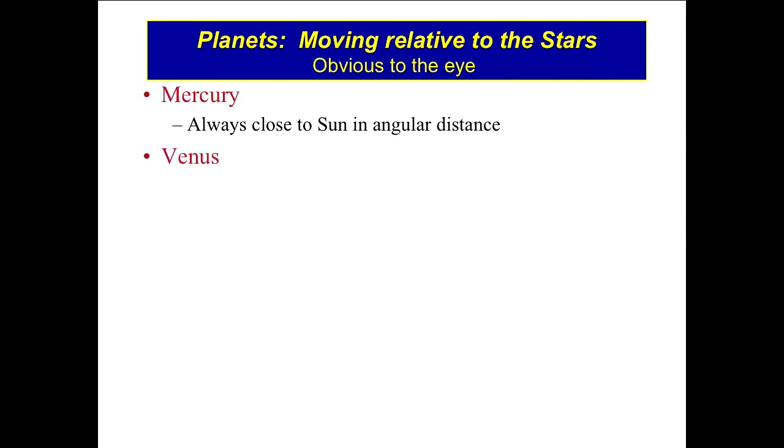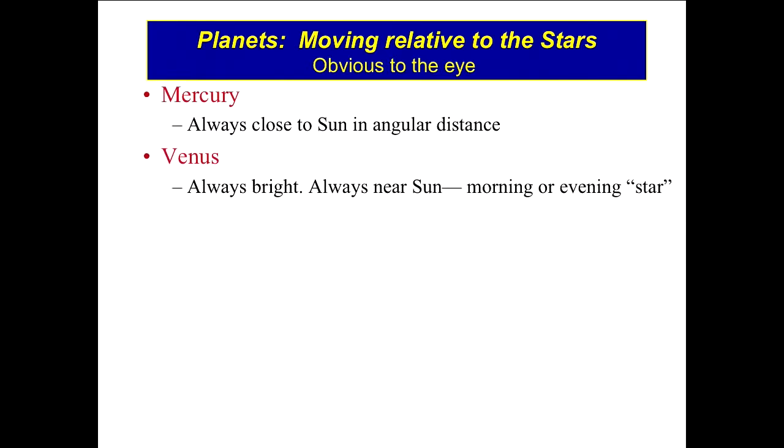Venus, it's always bright. It's also angularly close to the sun, so much so that you only see the planet Venus just after the sun has set in the evening, or just before the sun rises in the morning, Venus being angularly close to the sun. Why? What can explain that?